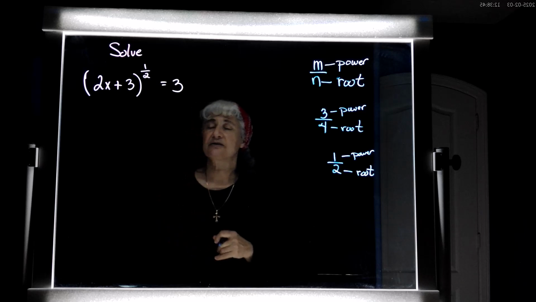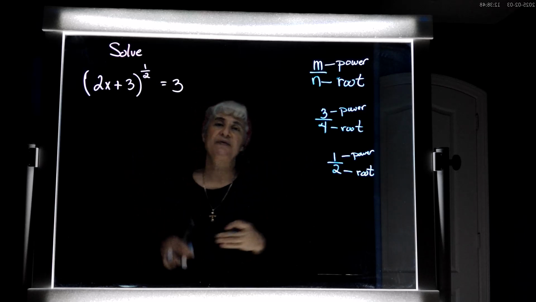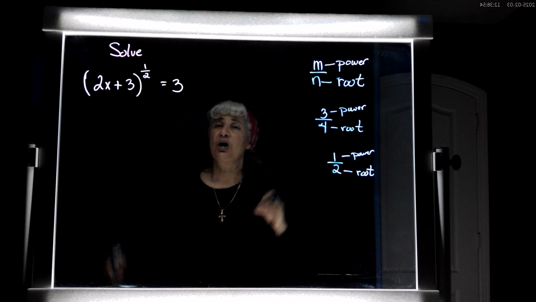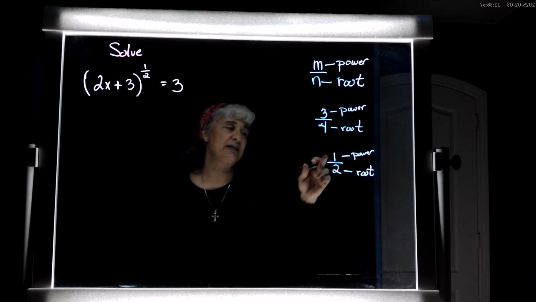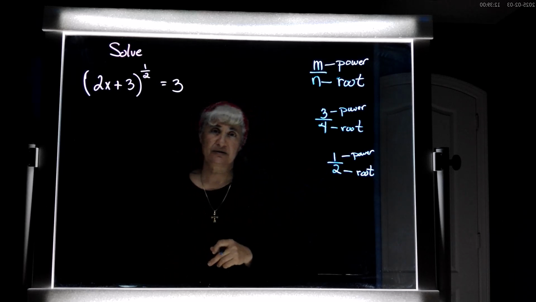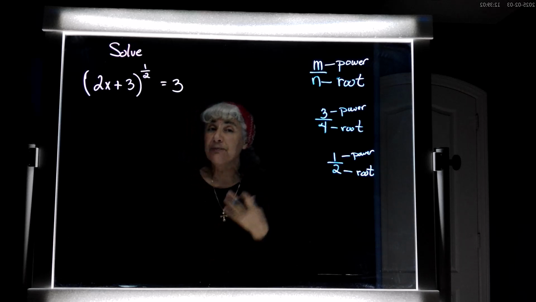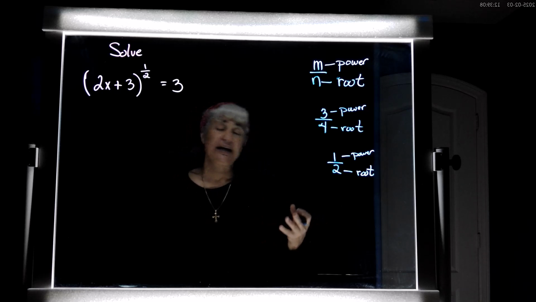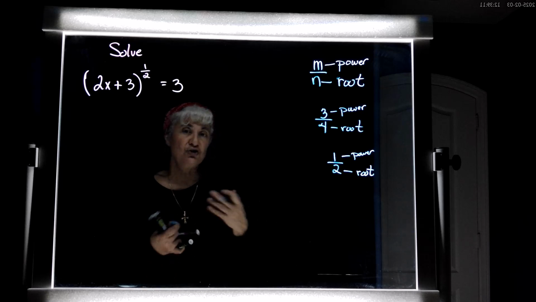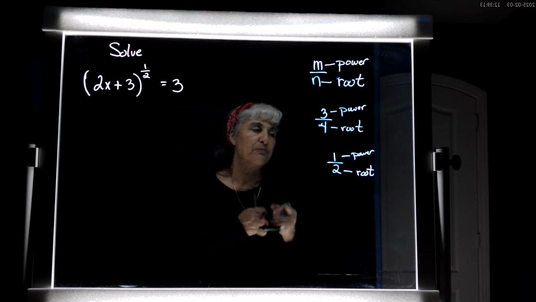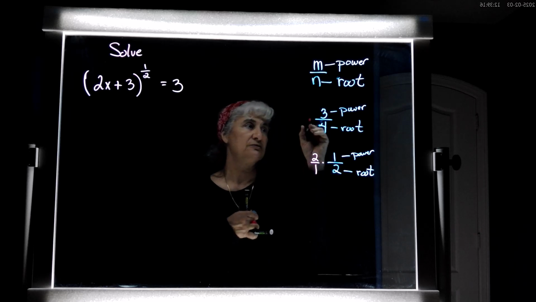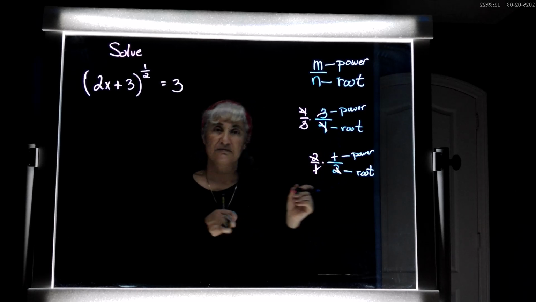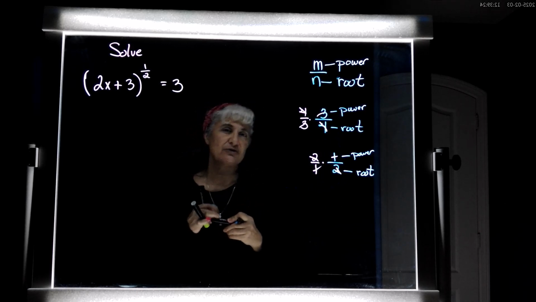I need to solve for x, which means I need to get rid of the parentheses, which means I need to get rid of what's outside the parentheses, which means I need to get rid of this rational exponent. I need to get rid of this 1/2 exponent. Now, here's the deal. I'm going to apply a principle that we already know. If I want to cancel out a fraction, don't I simply multiply by its reciprocal? Wouldn't that cancel out the fraction? Make it a 1?